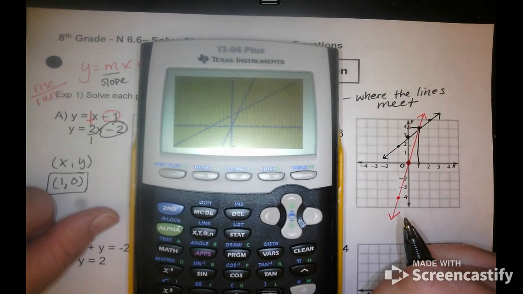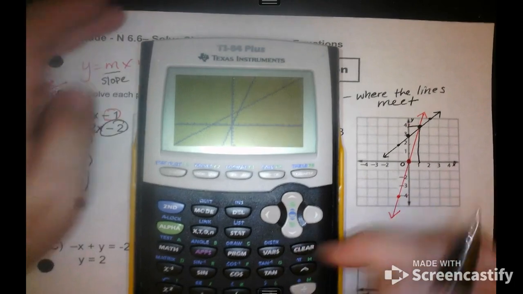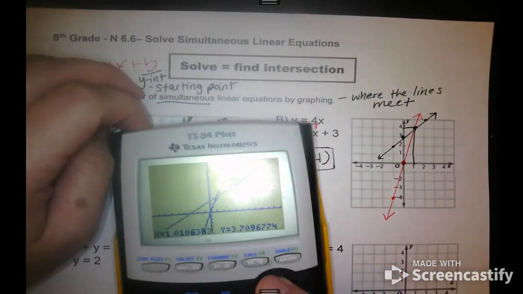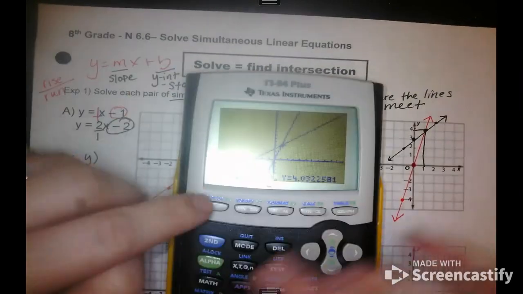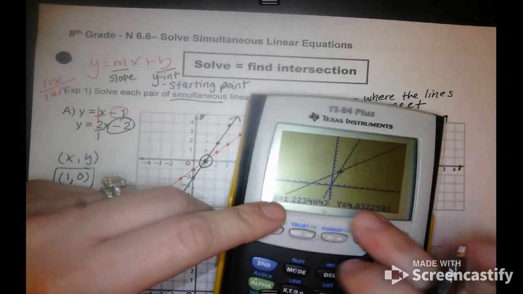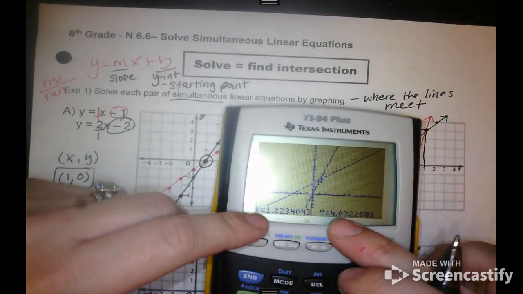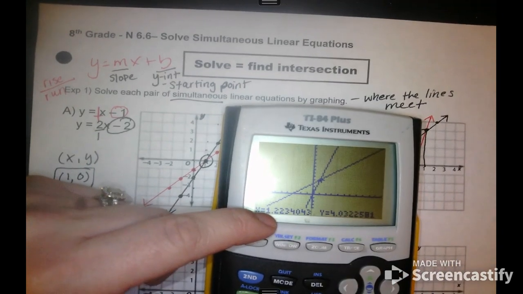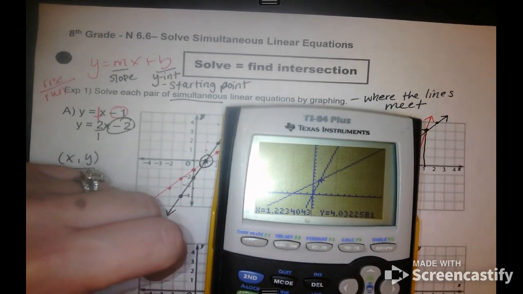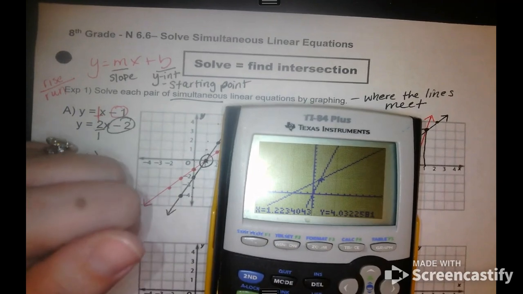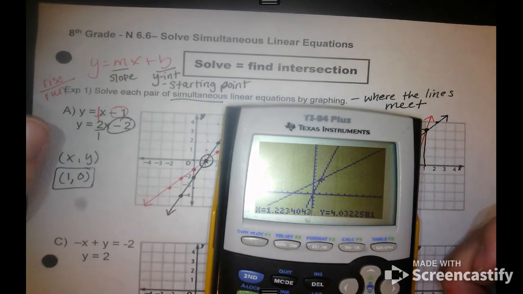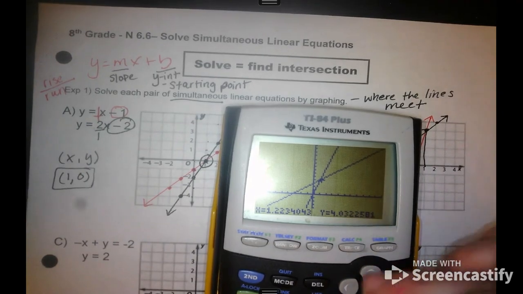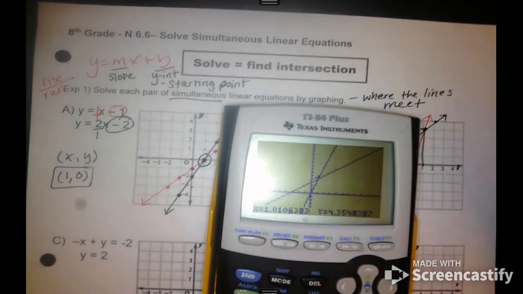Okay. Now, if I put my little cursor where they meet, it says 1.2 and then 4.03. So did it give me an exact 1 and 4? No. Your calculator just doesn't give you a precise point.